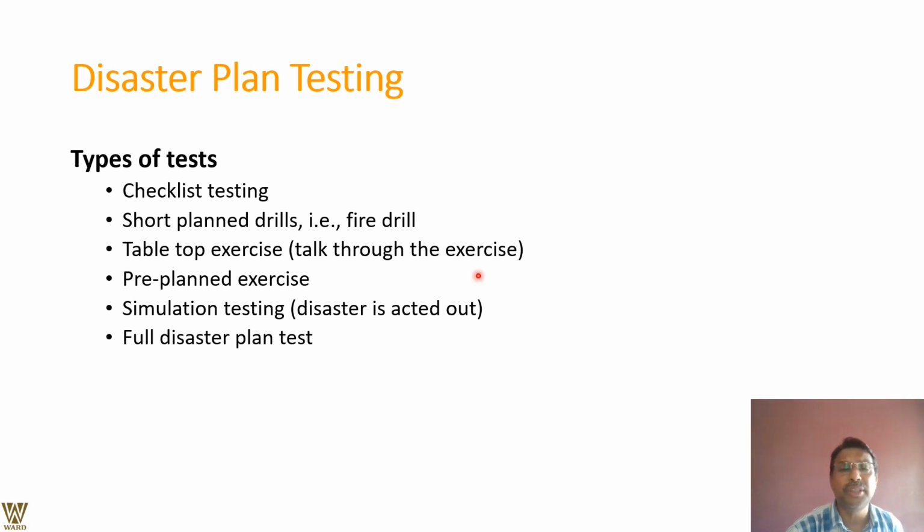And how do we go about it? We can go about it with checklist testing, as in what is happening, are all fire retardants present, are the phone numbers visible and accessible by all the occupants. Short plan drills, in terms of fire drills, tabletop exercises, pre-planned exercises, full disaster plan.